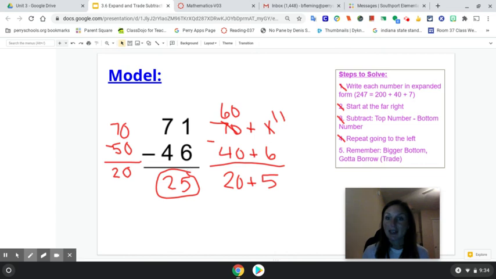All right, good luck. Again, the trickiest part is if you can't do this, make sure you're borrowing. Make sure you're trading one of the tens and putting it in the ones. Okay, and then work that out. All right, good luck, guys.